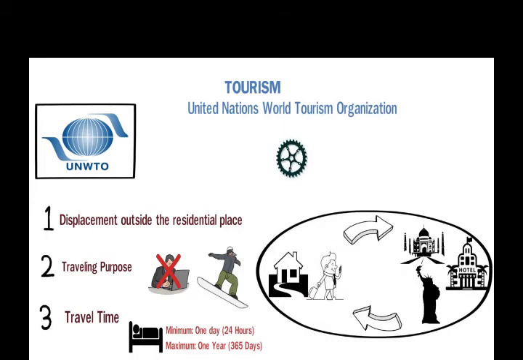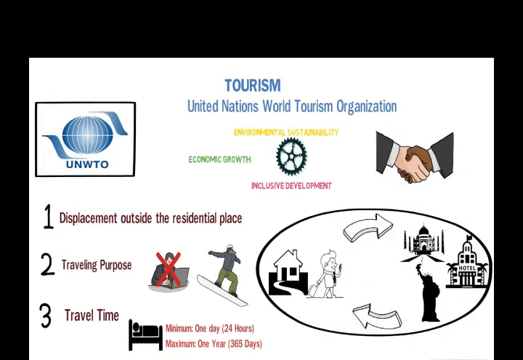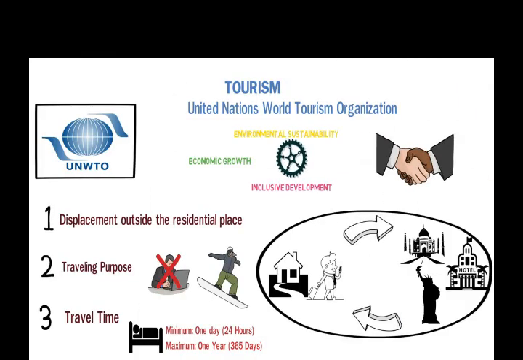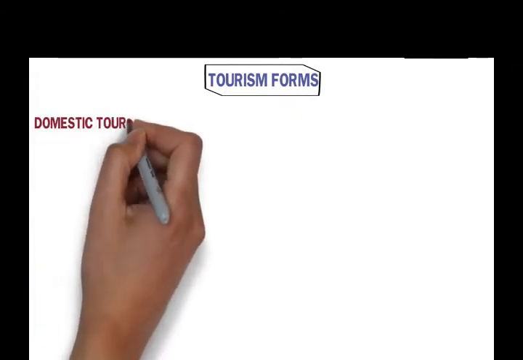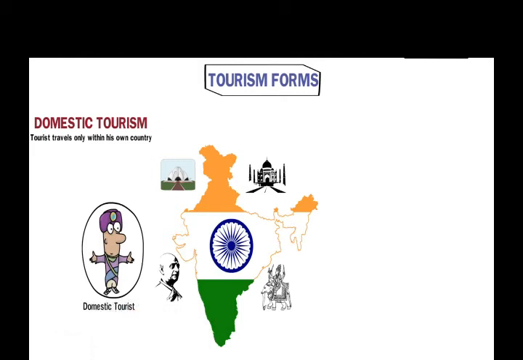year at any destination. Talking about UNWTO, it's the leading international organization in the field of tourism that promotes tourism as a driver of economic growth, inclusive development and environmental sustainability, and also offers support to tourism places worldwide. For the better understanding of tourism movement, UNWTO gives three basic forms of tourism. In domestic tourism, tourists travel only within their own country, like a resident of India who travels in another part of India only will be called a domestic tourist, and this process is called domestic tourism.